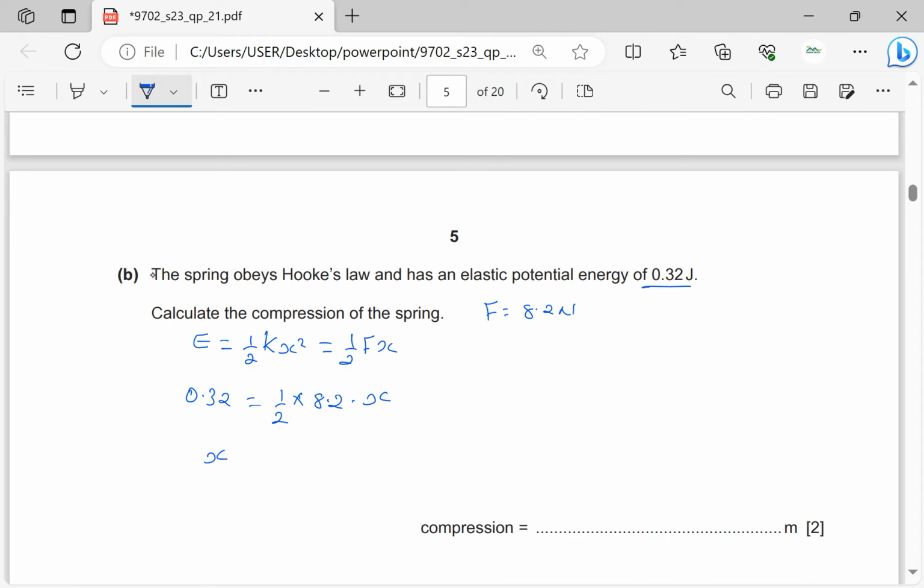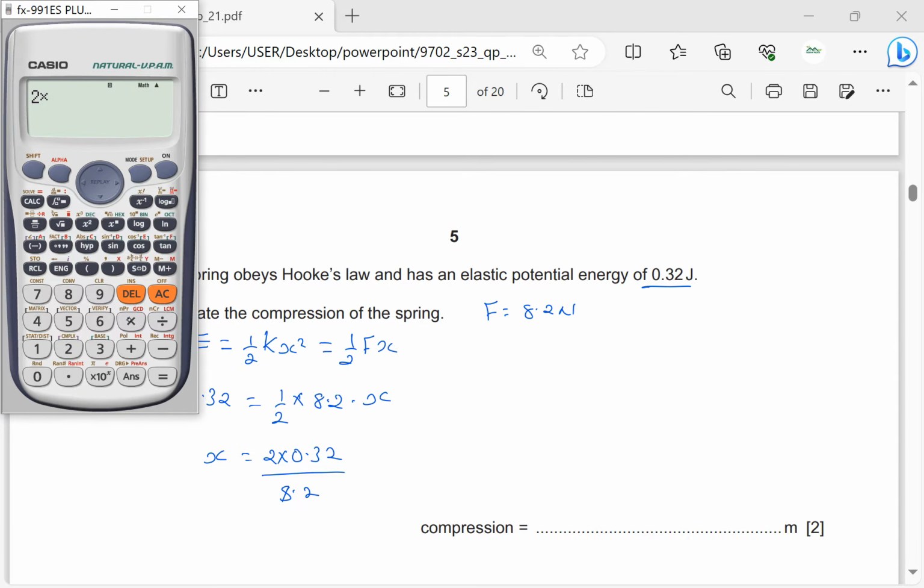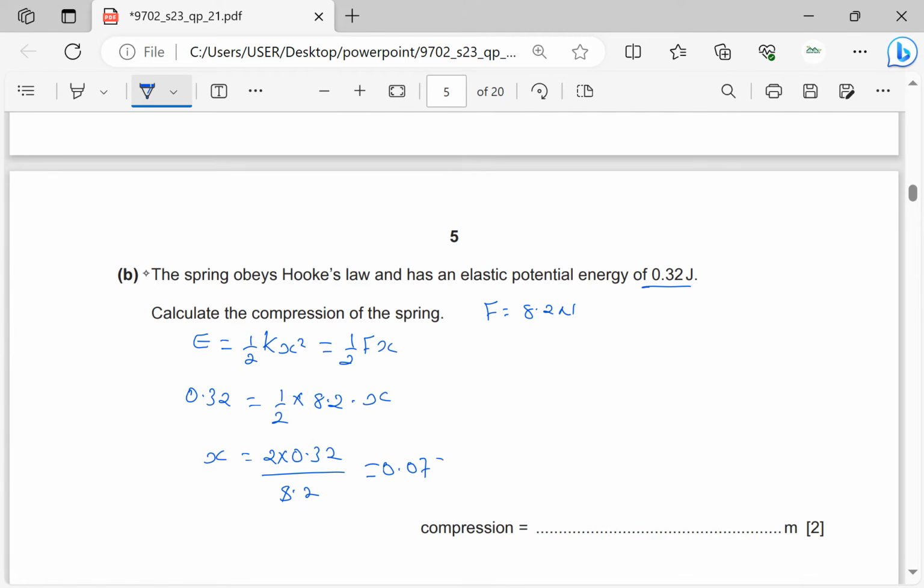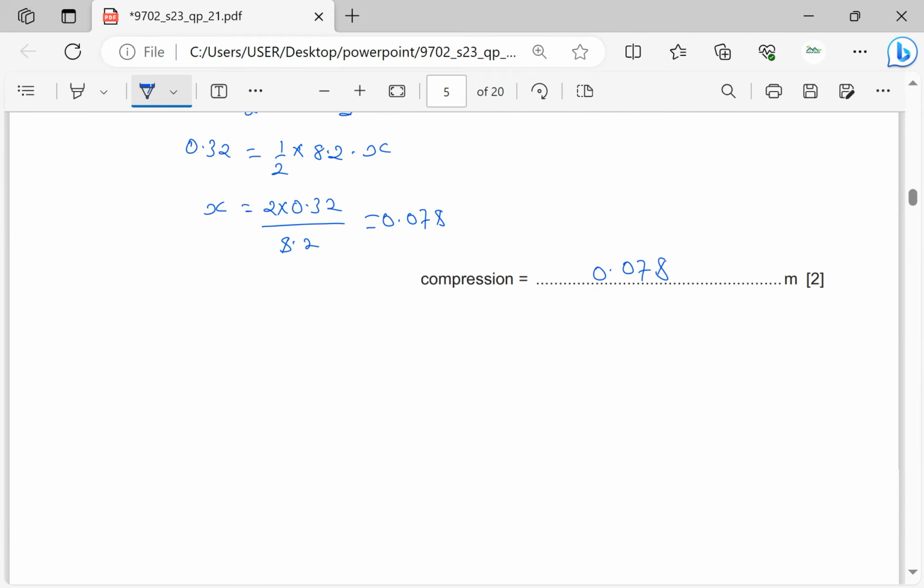So I want to find x. X will be 2 times 0.32 divided by 8.2. So 2 times 0.32 divided by 8.2. So this is 0.078. So that will be the compression.